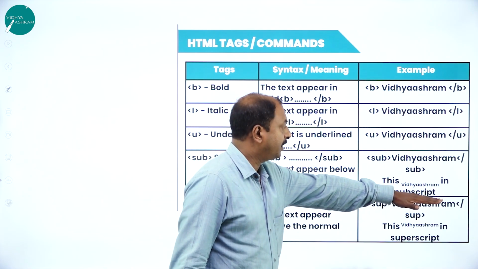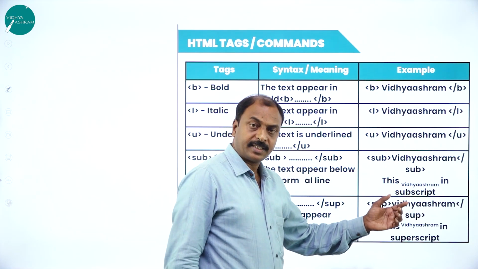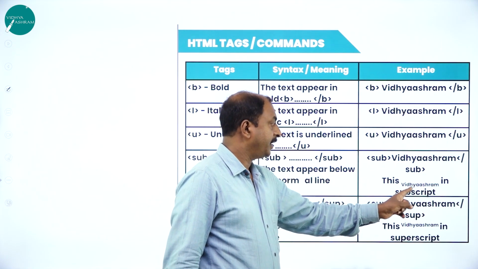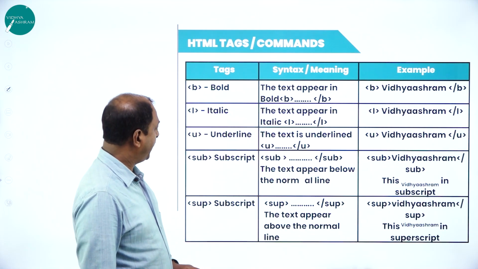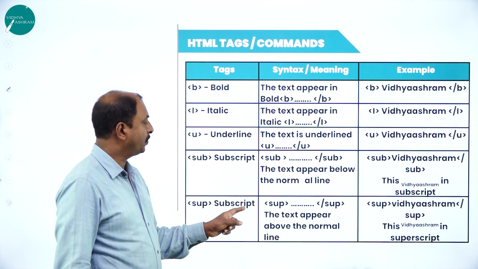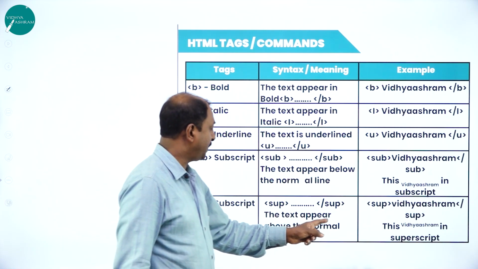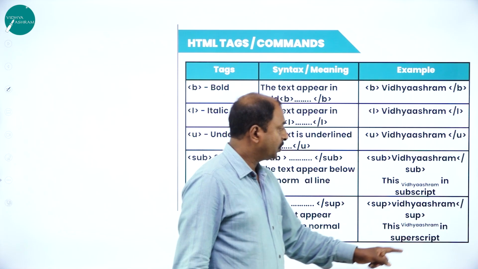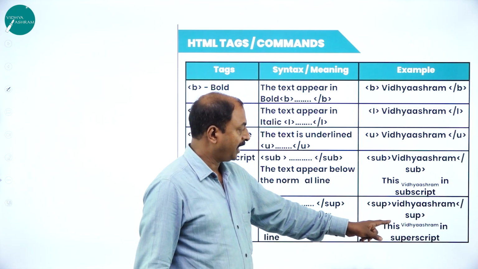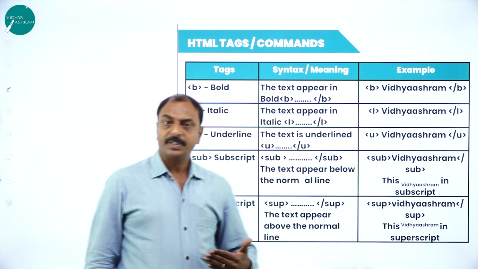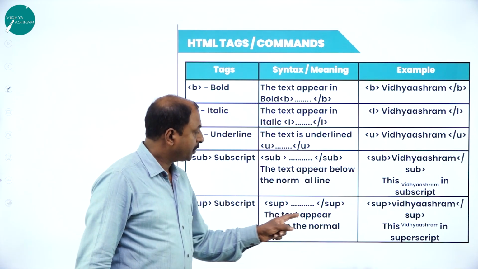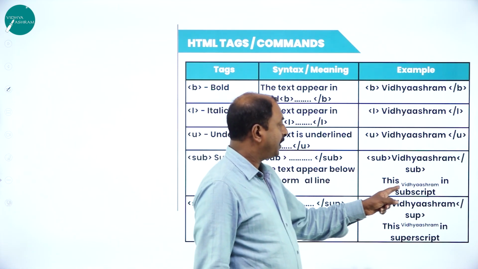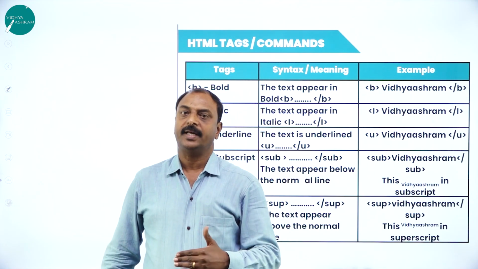So subscript: any characters that appear below the normal line. Look at the example here. And this is superscript. The definition: the text appears above the normal line. Here is an example of this. So you can see the difference between superscript and subscript. Superscript appears above the normal line, whereas subscript appears below the normal line.